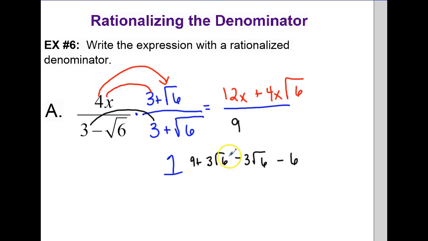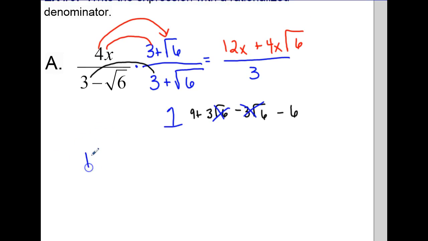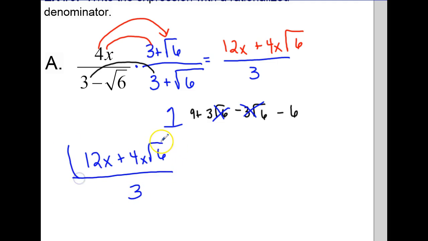So what drops out? And I end up with 9 minus 6. Well, 9 minus 6 simplifies to the number 3. So I'm going to go back in and put 3 here. So with a rationalized denominator, this is what this looks like. My answer should be 12x plus 4x rad 6 all over the number 3. Okay? That's my answer.